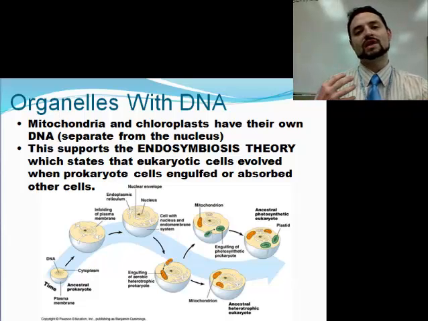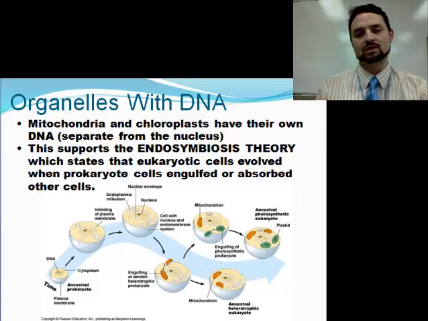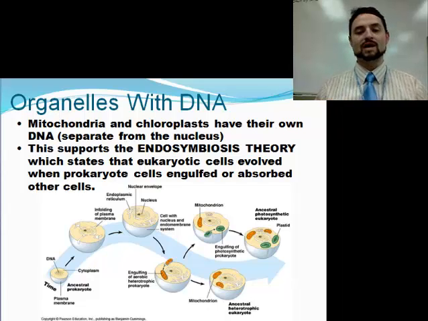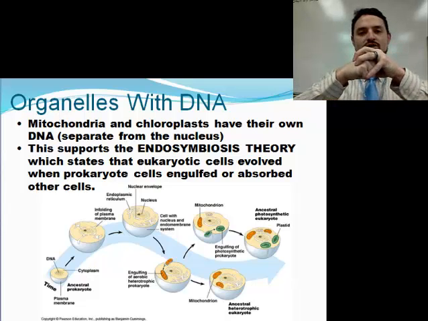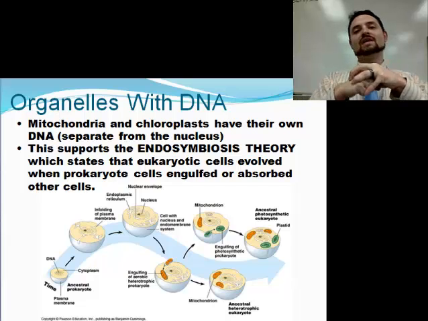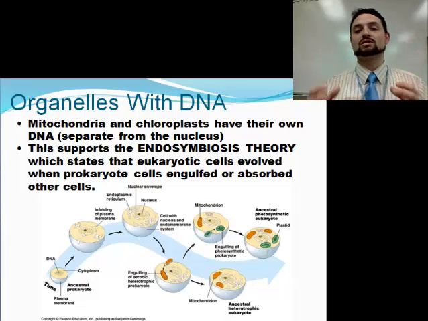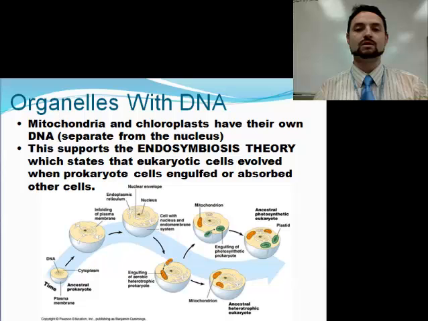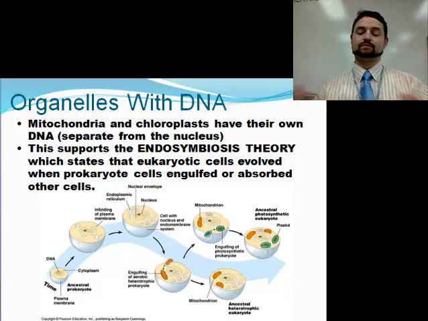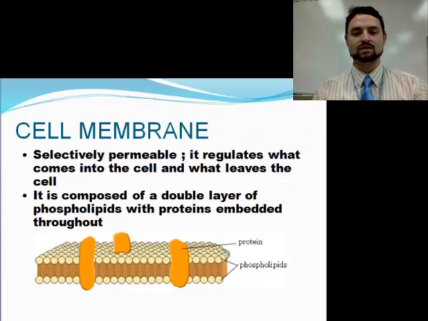This supports what we call the endosymbiosis theory, which states that eukaryotic cells evolved when prokaryotic cells engulfed or absorbed a bacterial cell. So a eukaryotic comes along, engulfs another one, a bacterial cell, and then they start working together. That's symbiosis. They start performing a similar function together. Mitochondria, they're making ATPs. The cell is using those ATPs, and in return it provides protection for that, and it feeds it. So there's a mutualistic relationship that develops.